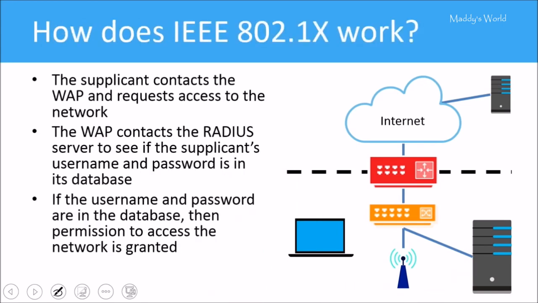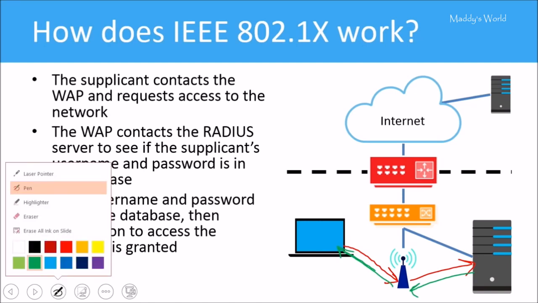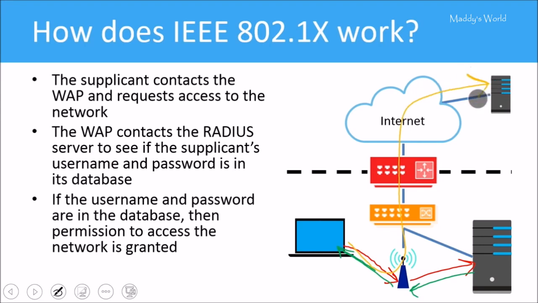What happens in 802.1x is that the supplicant is going to contact the wireless access point, and it requests access to the network. The wireless access point then contacts the radius server, right over here on your right, to see if the supplicant's username and password is in the database. If it is, and let's go ahead and switch to green so we can say that it is, then the computer now has access. It has the green light to utilize the network and its resources. And that very well could mean that all of a sudden it can start sending data out onto the internet and receiving data from web servers across the internet.